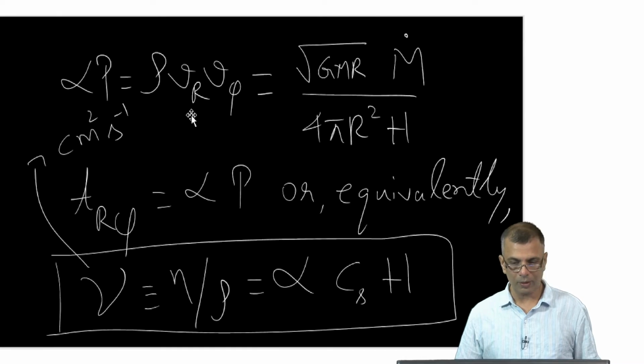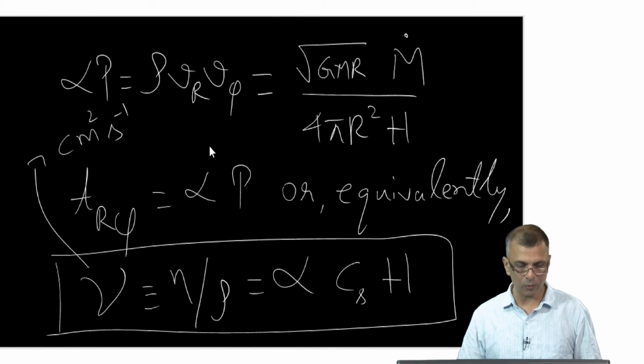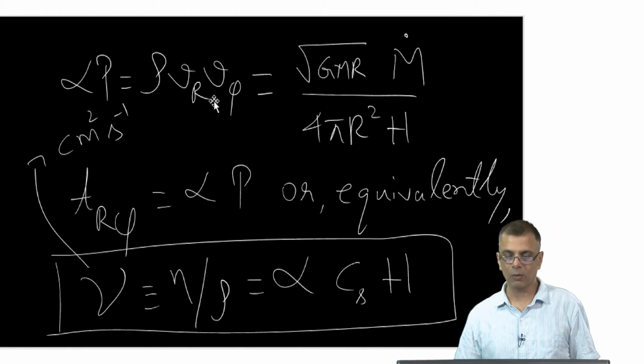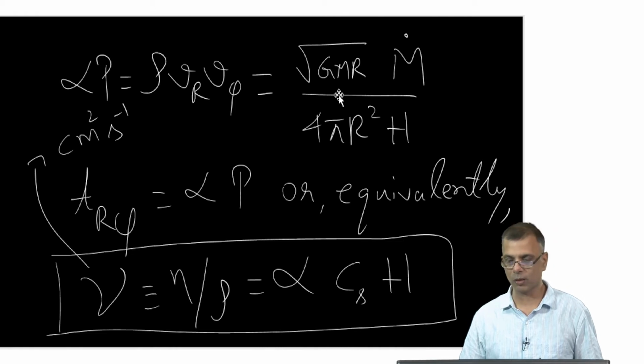So, this is one of the main things we derived when we were discussing last, and you might wonder where this V of r came from. Alpha p is of course just T r phi, and the main thing we did here was to substitute V phi by the square root of GM over r. But this V of r was simply gotten from the accretion rate, which we've written down earlier.